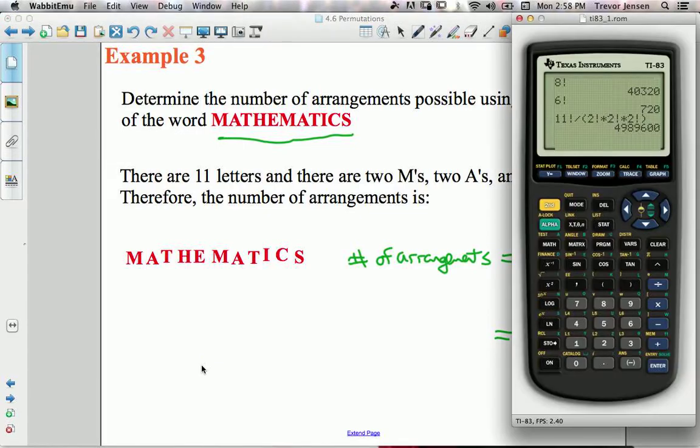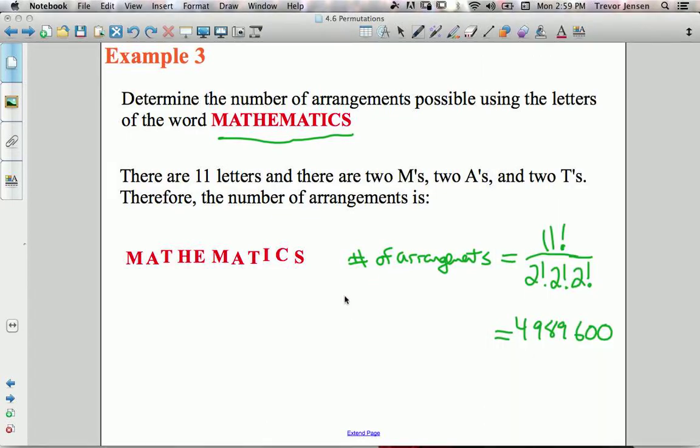Make sure when you put it on your calculator, make sure you put the denominator in brackets. If there were no brackets around that 2 factorial times 2 factorial times 2 factorial, your calculator would just do 11 factorial divided by 2 factorial, evaluate, and then multiply that quotient by 2 factorial times 2 factorial. So that would give us a wrong answer. So make sure you put the denominator in brackets there.